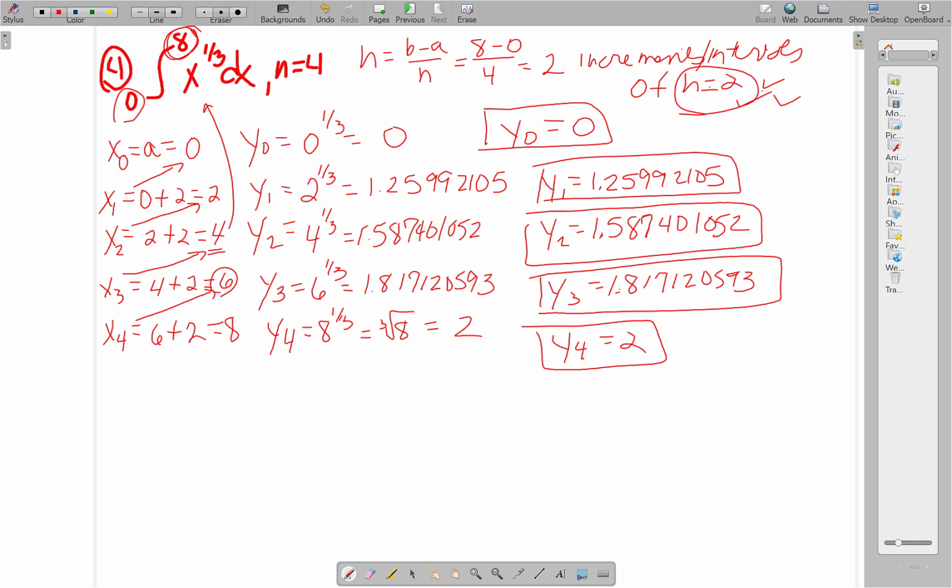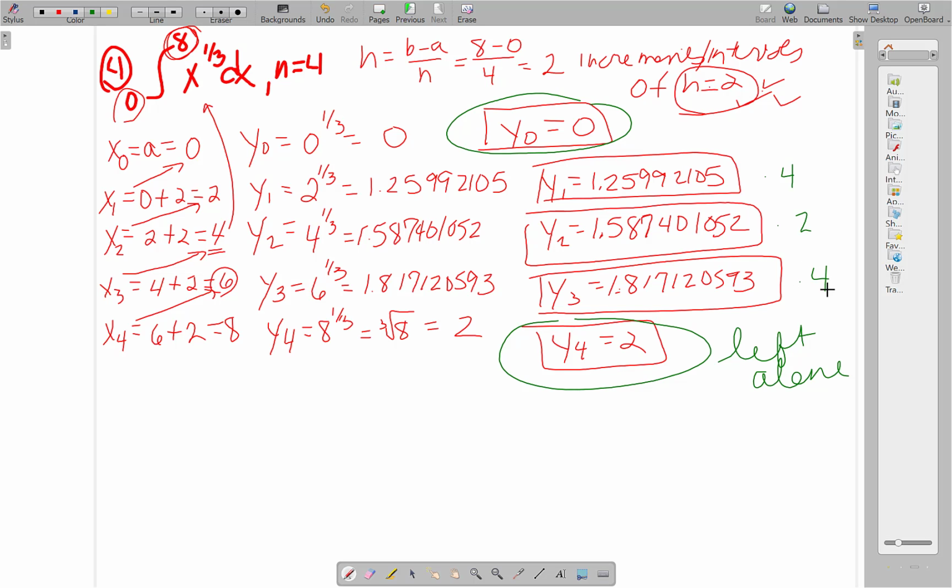Now remember, let's remember that this value and this value are left alone. Do not multiply them by anything. This one will be multiplied by 4, this one will be multiplied by 2, and this one will be multiplied by 4. So let's write that out. We get the integral of 0 to 8 of x to the 1/3 dx is approximately, and I will have to finish this later, but your answer is 11.6553125.